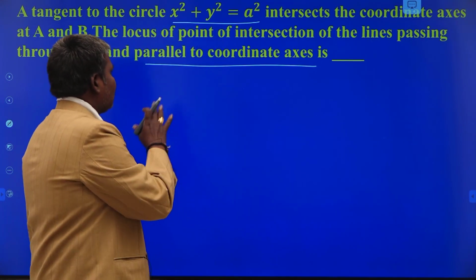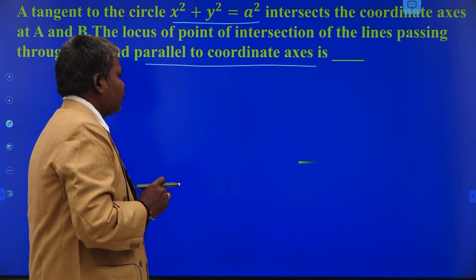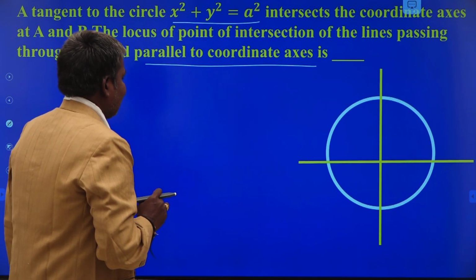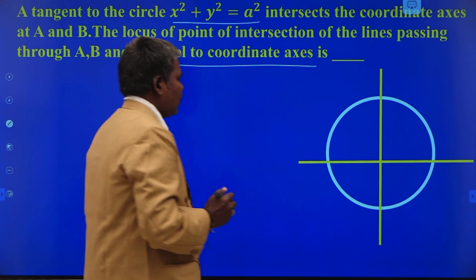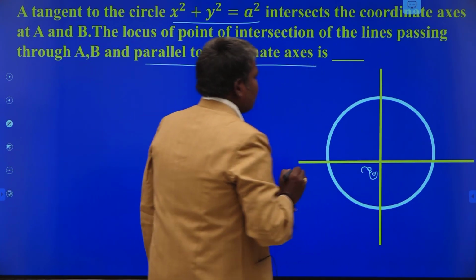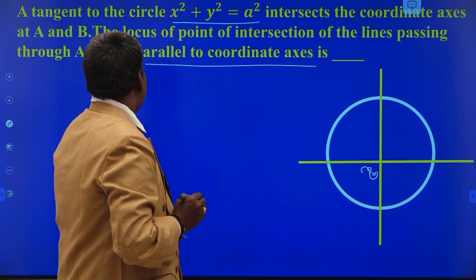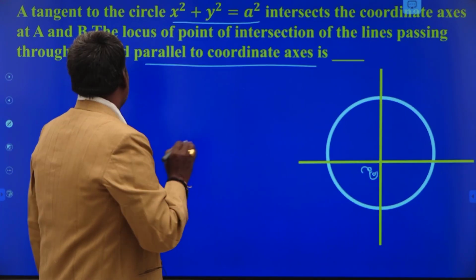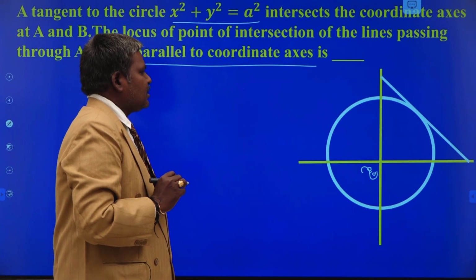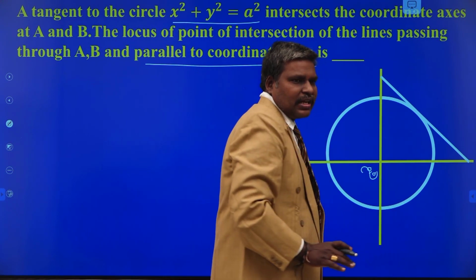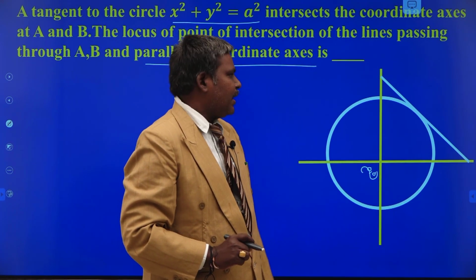Let us try to draw the figure corresponding to this problem. These are the coordinate axes. This is the circle x² + y² = a². What is the center of the circle here? (0, 0). This is the center of the circle. What is the experiment here? A tangent is drawn to the circle, intersecting the coordinate axes at A and B. This is any tangent to the circle. You can draw an infinite number of tangents to the circle at points on the circumference.